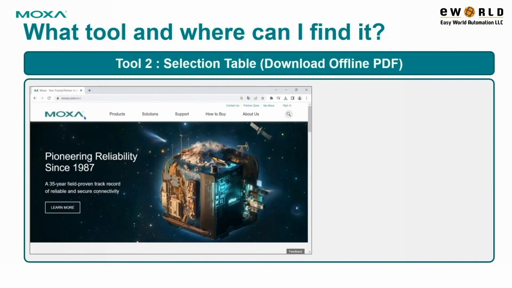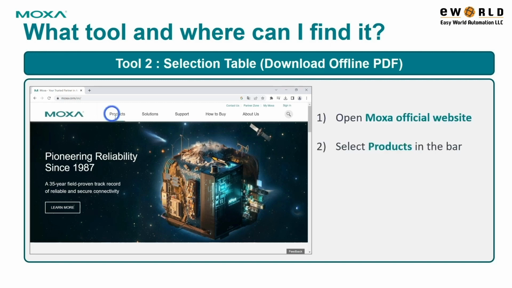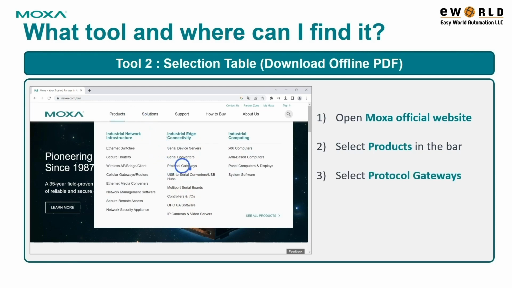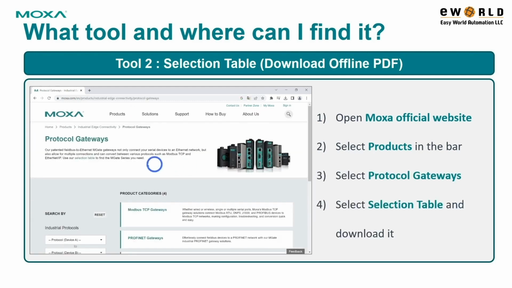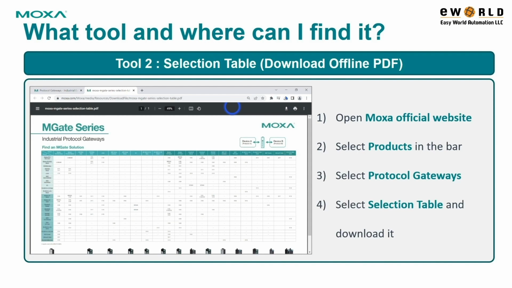The second tool is an offline PDF, the Selection Table. Select Products in the bar, select Protocol Gateways under Industrial Edge Connectivity, select Selection Table and download it.